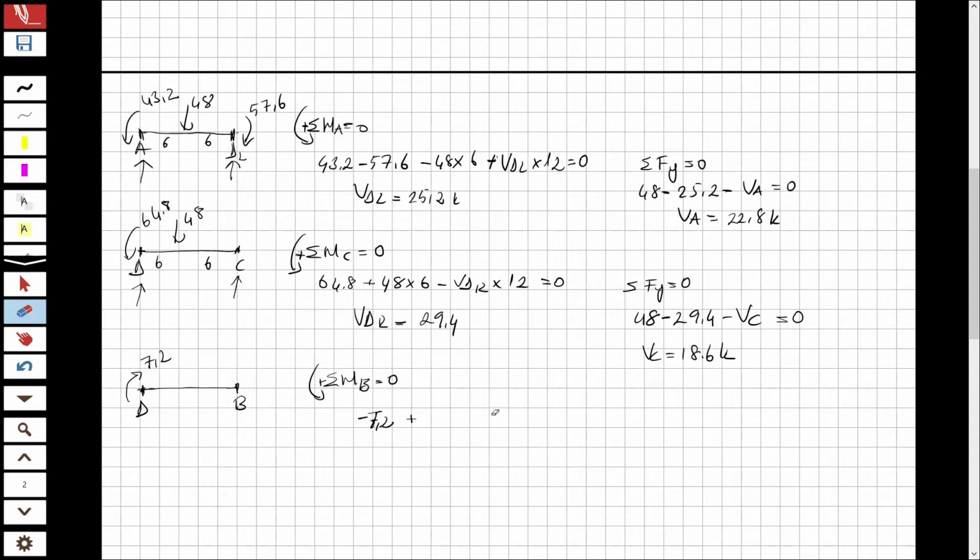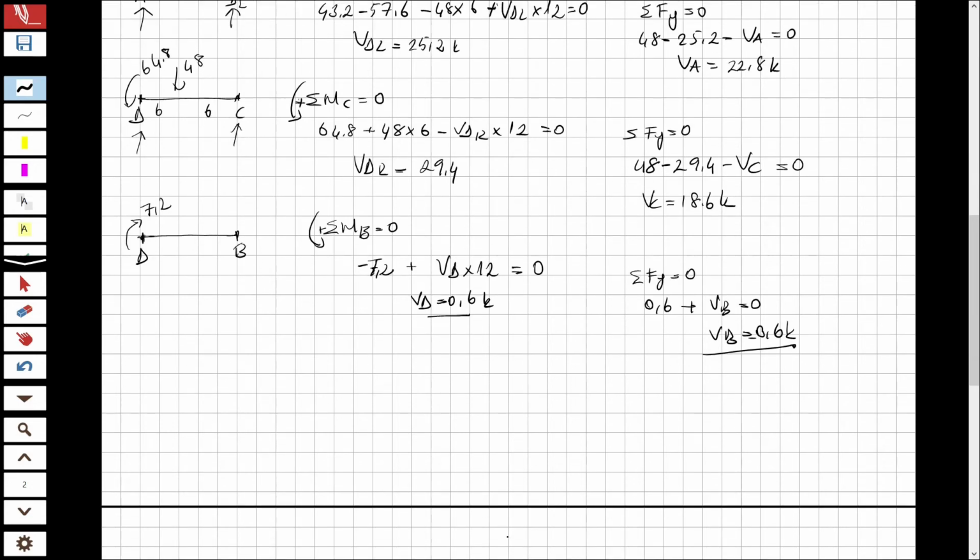It's going to be VD. I take the moment with respect to B, so I'm going to calculate with VD. VD times 12 will be equal to 0, and VD will be 0.6. And from total Fy equal to 0, 0.6 plus VB is equal to 0, VB is minus 0.6. Okay, so now I calculated the shears, so let's draw the shear and moment diagrams.